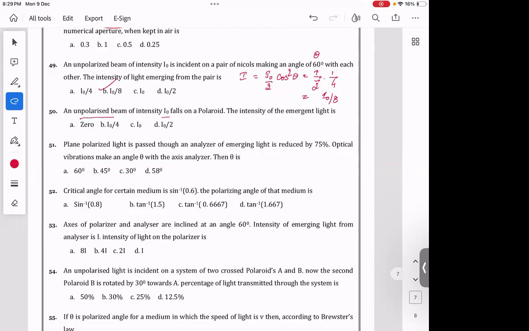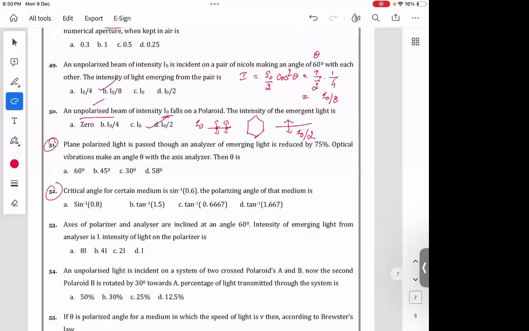Unpolarized light of I naught is false. What is the intensity of the emergent light? For one complete rotation, the intensity of the emergent light becomes 50% of that. So please remember that I naught by 2. Once you incident the unpolarized light of intensity I naught on a polarizer, the emergent light will have 50% of that intensity, that is I naught by 2.